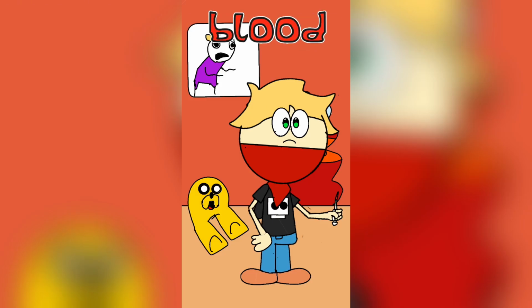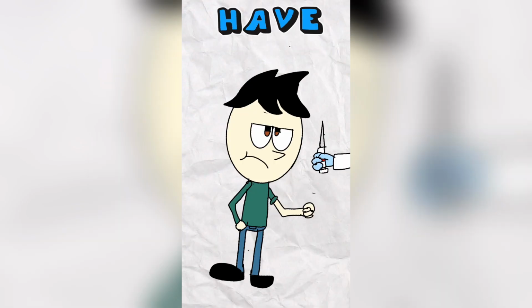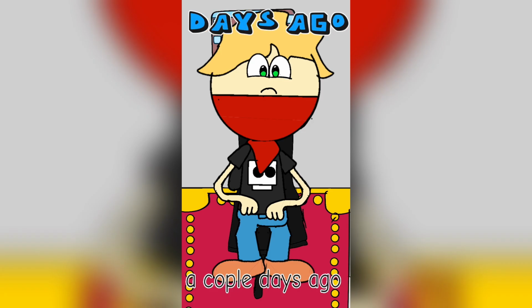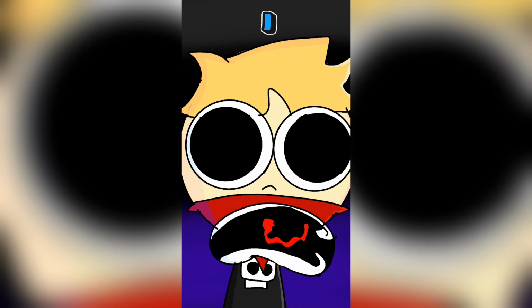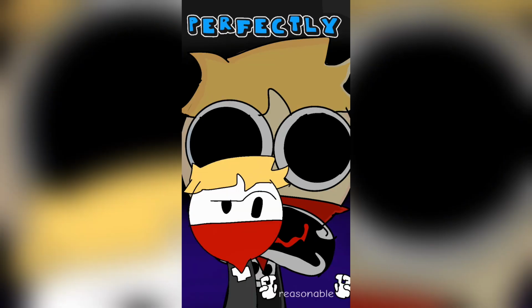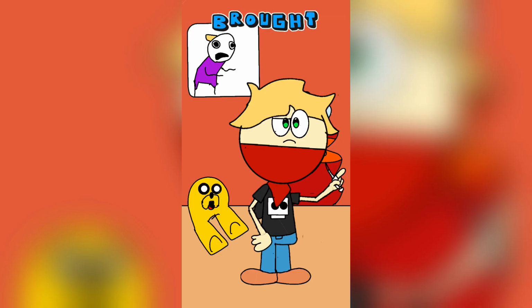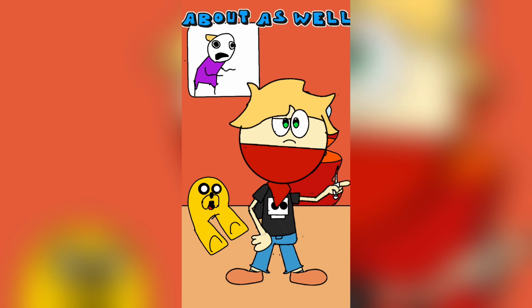My first time getting blood drawn? Yeah, well, most people have some experience with needles by my age. My first time was just a couple days ago, and as soon as I got into the office, I panicked, which led to me making the perfectly reasonable decision to run out of the office. I'm never coming back! And then we were brought into the back, which went about as well as you would expect.